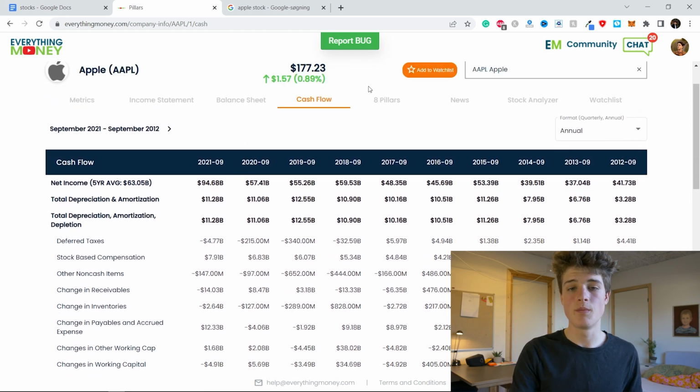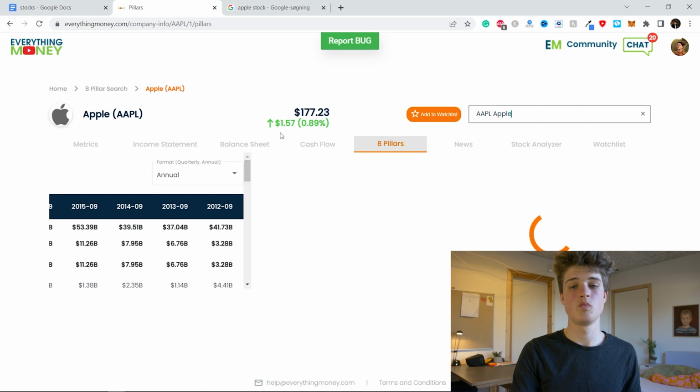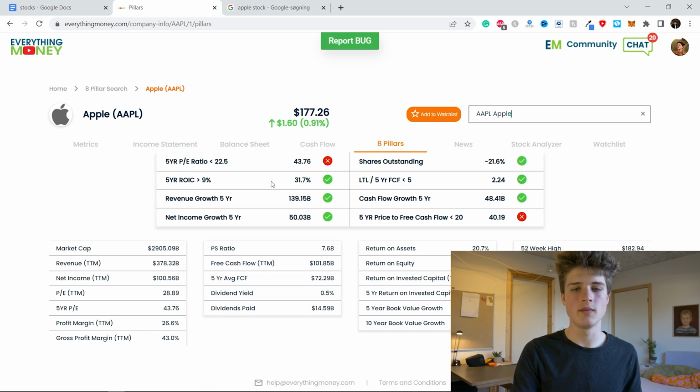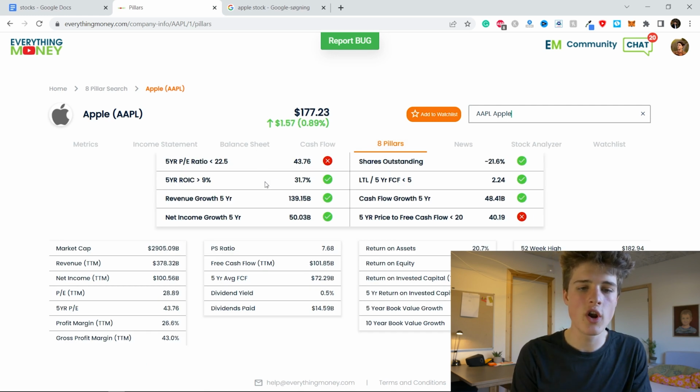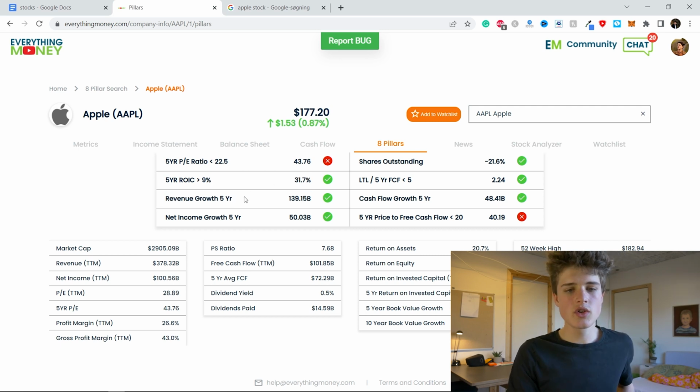Check mark there. For the 8 pillars, we want to see this nice and green. We can see here that their return on invested capital is much greater than their 5-year return on invested capital, sorry. That is 31, incredibly high. They are also good at growing their revenue over the past 5 years, check mark there. They have grown their net income over the past 5 years, check mark there. Their shares outstanding, another thing that a lot of investors really love.